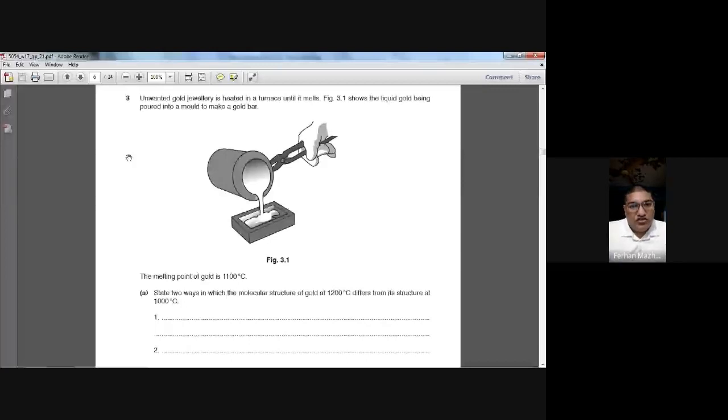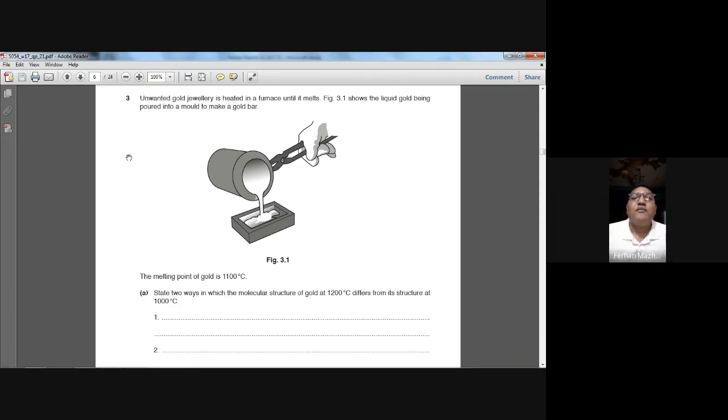Okay, so he's asking a very simple question. Actually, he's asking what is the difference between solid gold and liquid gold. He's asking you to state two ways in which the solid gold differs from the molten liquid gold. But he has not written the question in a simple way. He has asked what is the difference, state two ways in which the molecular structure of gold at 1200 degrees centigrade differs from its structure at 1000 degrees centigrade.